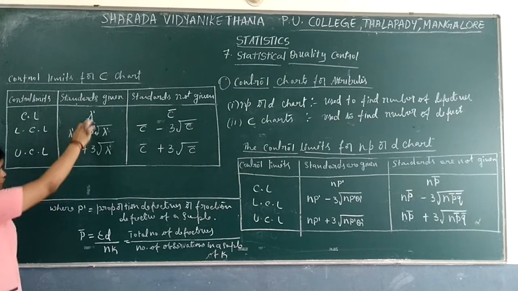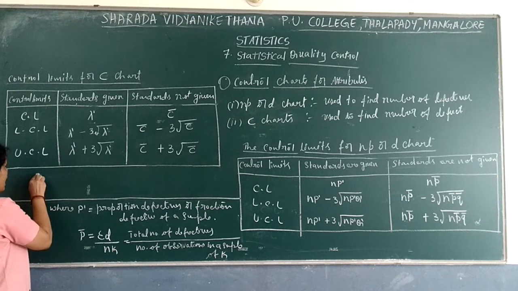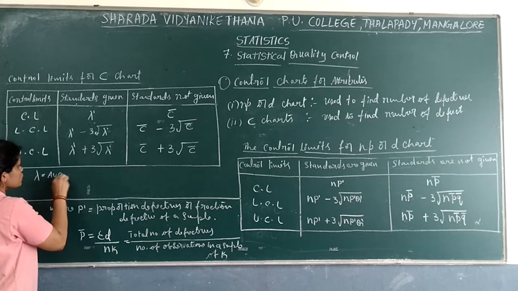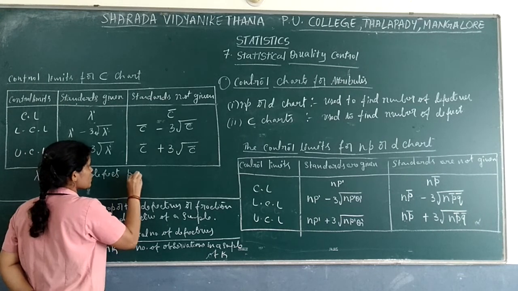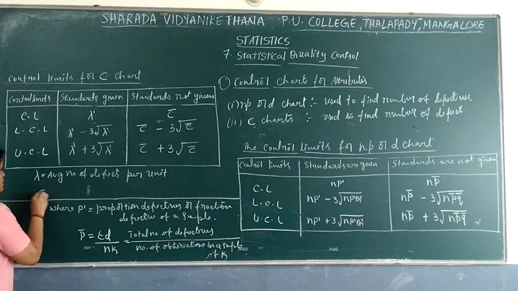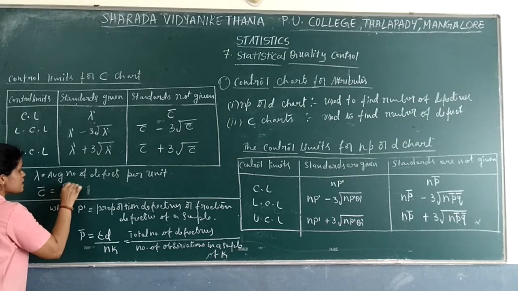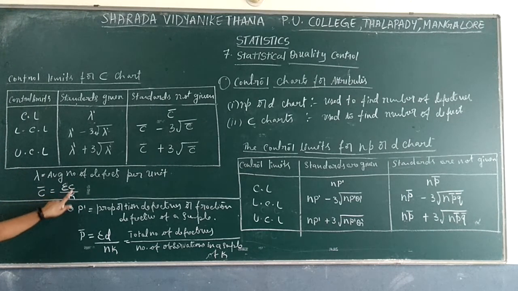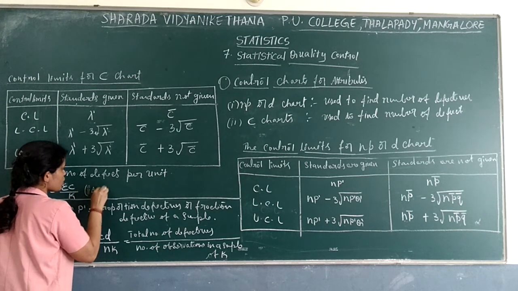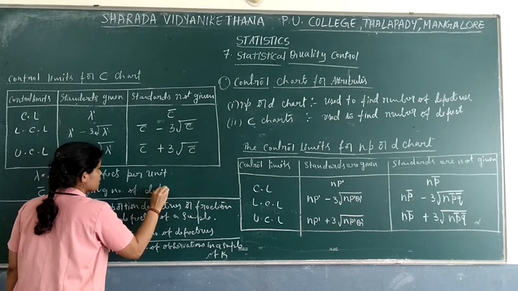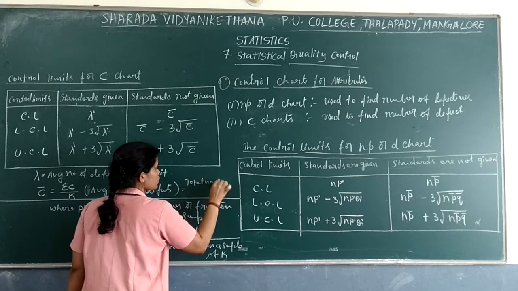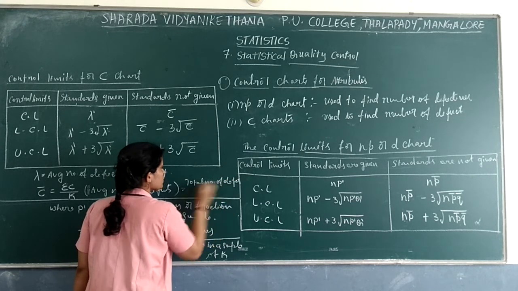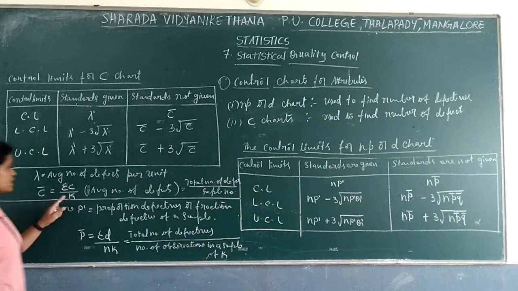And here C bar. What is this lambda? Lambda is the average number of defects per unit. And C bar is equal to sigma C divided by K, that is total number of defects divided by the sample number. What is C? It is nothing but the average number of defects, that is total number of defects divided by sample number.